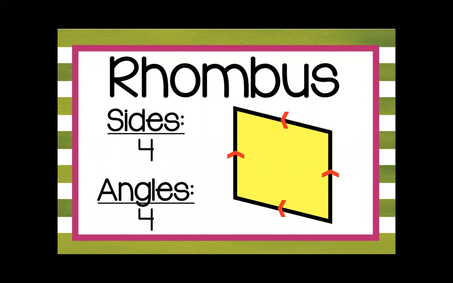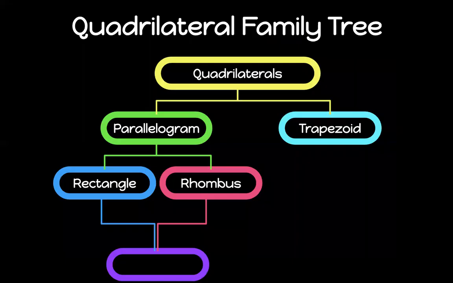So why is a rhombus, if all four sides are the same length, why do you think a rhombus is not called a square? Think about that for a minute. The reason a rhombus is not called a square is because of the angles. In a square, and we'll talk about this in a couple minutes, all four angles, just like the rectangle, are right angles. Okay. All right, so that is the next level of our family tree.